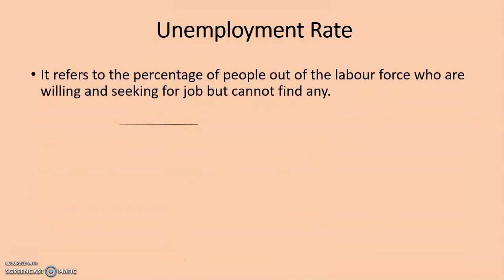Then we have unemployment rate. Sometimes you can be asked to differentiate between unemployment and then unemployment rate. The unemployment rate is simply the percentage of people out of the labor force who are willing and then seeking for job but cannot find any. So the unemployment is simply people are searching for work but then they don't find any. But then with the unemployment rate, we're talking about the percentage of people who are searching for a work to do but then there are no work for them.